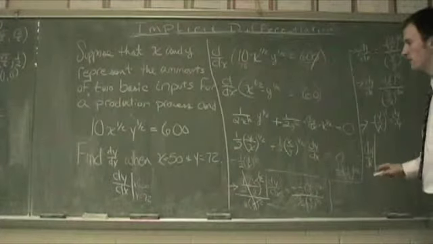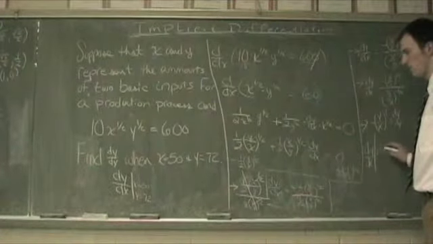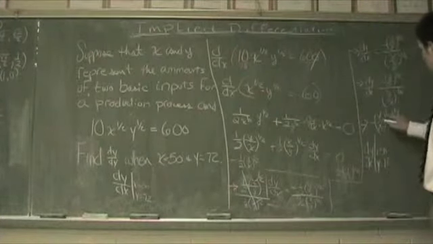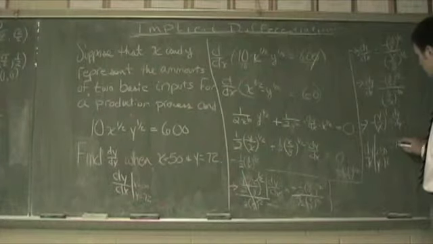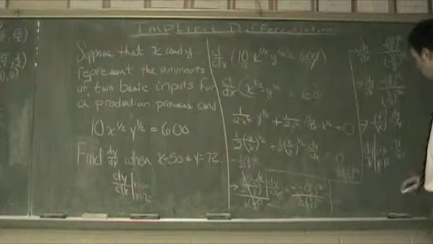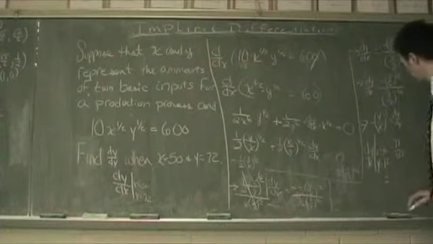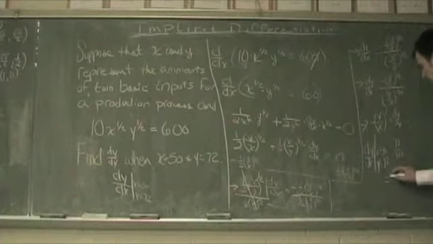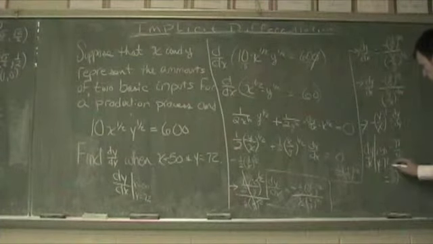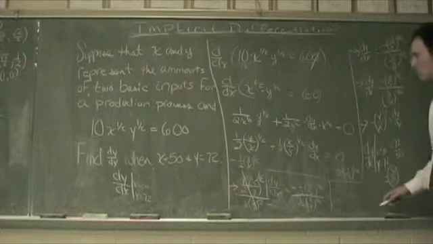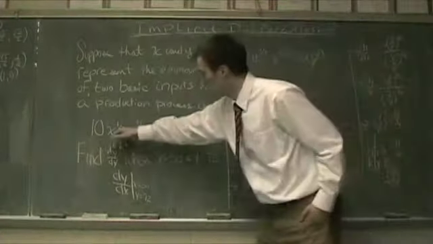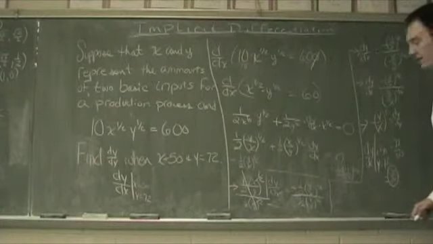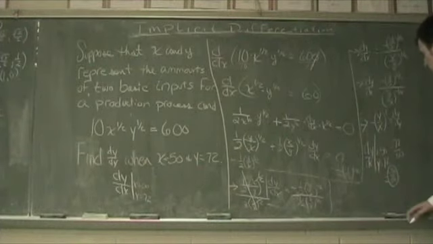So now we can evaluate dy/dx where x is equal to 50 and y is equal to positive 72. It's equal to negative 72 over 50, which is equal to, we can divide by 2 there, negative 36 over 25. So dy/dx, when x is 50 and y is equal to 72, is negative 36 divided by 25.